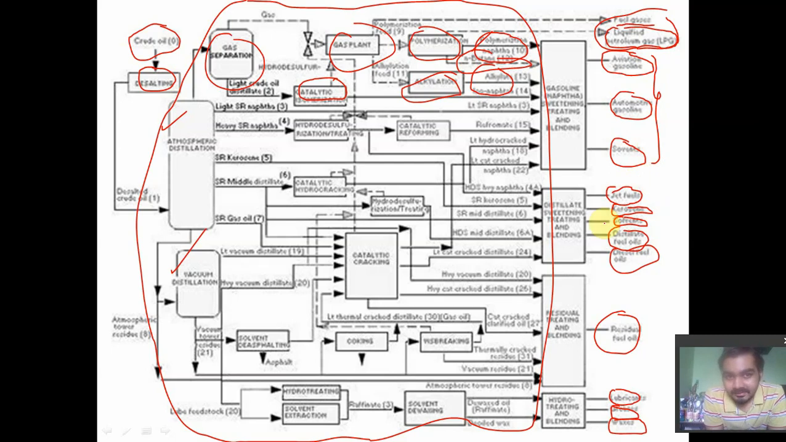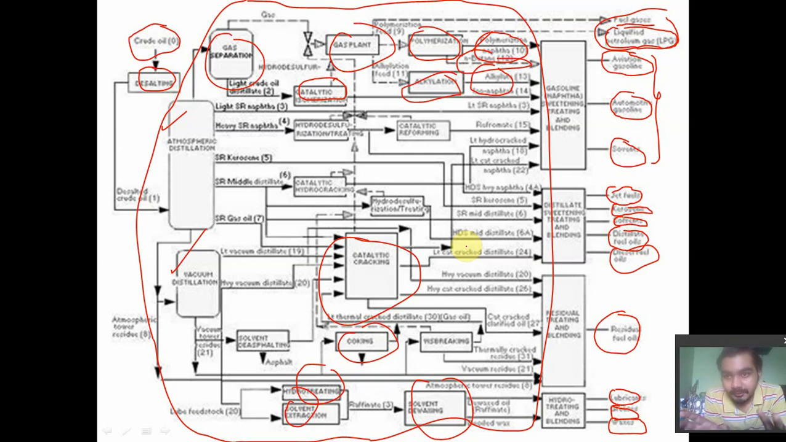Various unit operations may include HDS, that is hydrodesulfurization, catalytic reforming, and catalytic hydrocracking. Then we have catalytic cracking, with the fluid catalytic cracking unit present separately. Then we have the coking unit, solvent de-waxing unit, hydrotreating, solvent extraction, and mass transfer as well. All these things we are going to study from the next video.